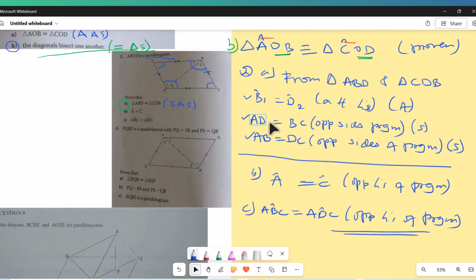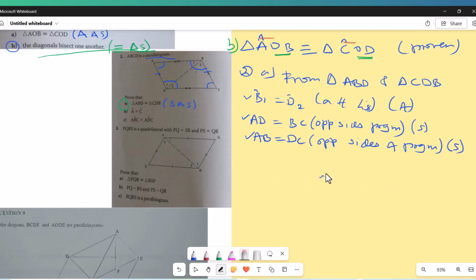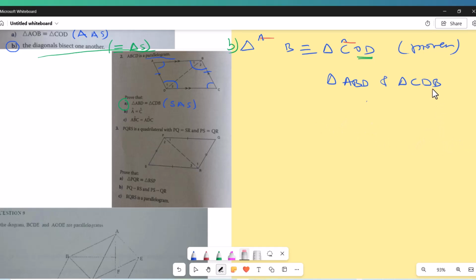Okay, question 3. They said that PQRS is a quadrilateral. I'm cleaning off this, guys. If you want to check it, you can check on the group chat. Don't worry about it. I put it there already. They're saying that PQRS is a quadrilateral with the side PQ equal to SR, and then they say that also PS equals to QR. Then prove that triangle PQR is congruent to triangle RSP.